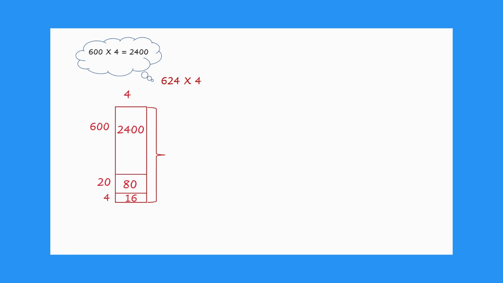Let's look at this strategy without the area model. This is a partial product strategy because you are finding part of the product and adding them together to get the answer. When you compare it to the area model, you can see the 600 times 4, the 20 times 4, and the 4 times 4 with the products as represented in the area model.